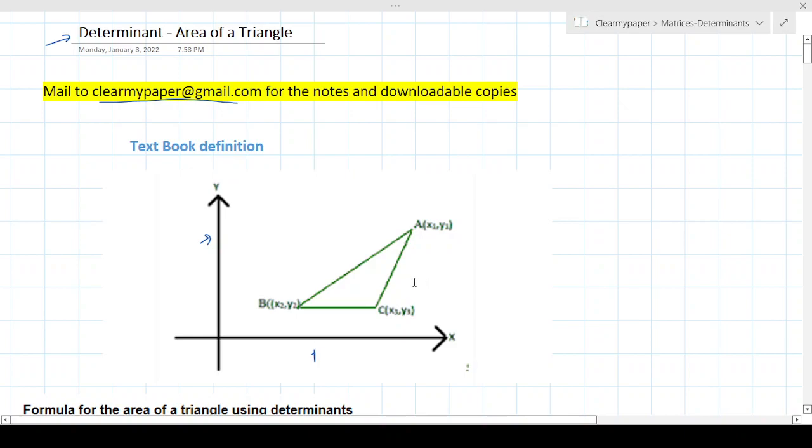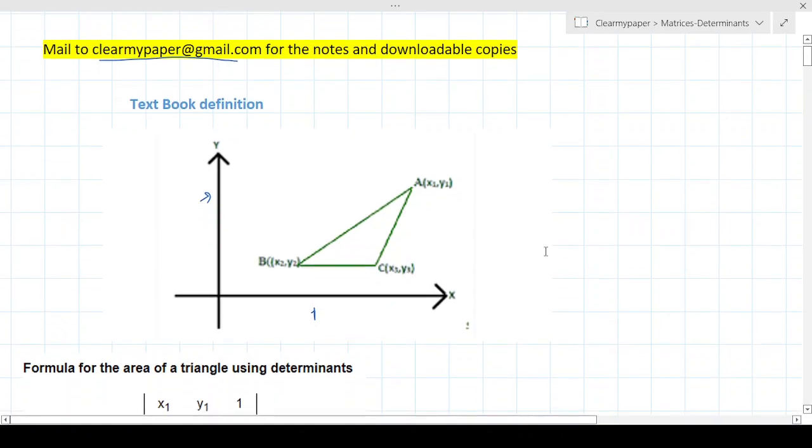We know that there are a lot of ways to find the area of a triangle. The most famous is half into base into height for a right angle triangle. Otherwise, there are other methods also. But today we are going to focus on the determinant method, which is one of the applications of determinants, and how beautifully it computes the area. Let's focus on that today.